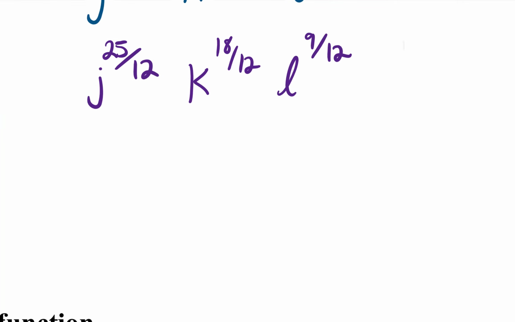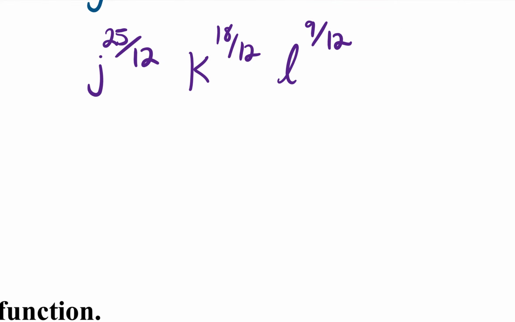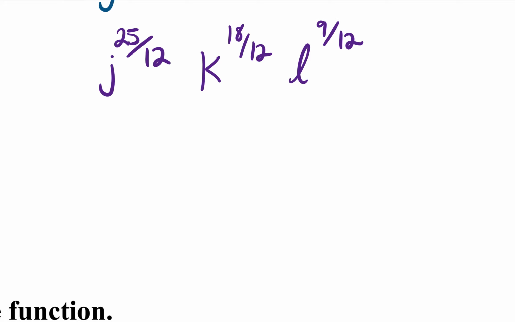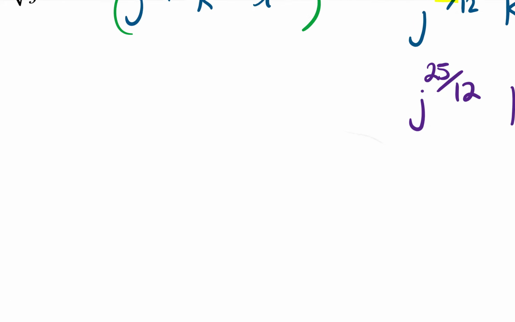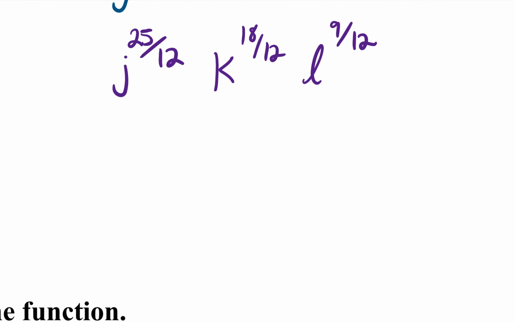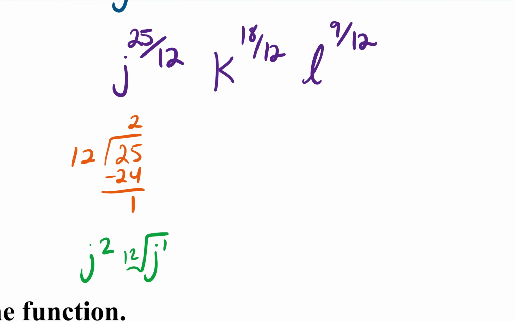Alright, so now I just got to convert these, okay? So this is kind of like what we did earlier in the test, when we divide the numbers. So, well, I'll just do it right here. Okay, so I have 25 divided by 12. 12 goes into 25 twice. That gives me 1 left over. So that means for j, I would end up with 2 j's outside and then 1 j inside.